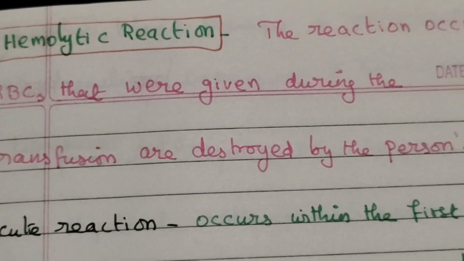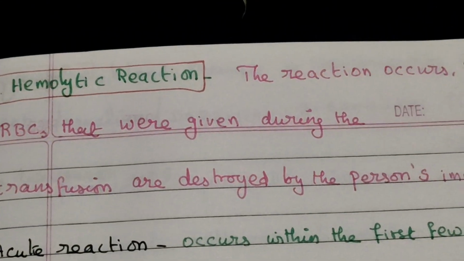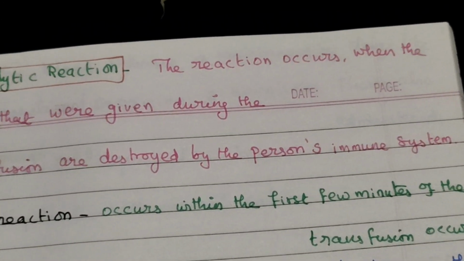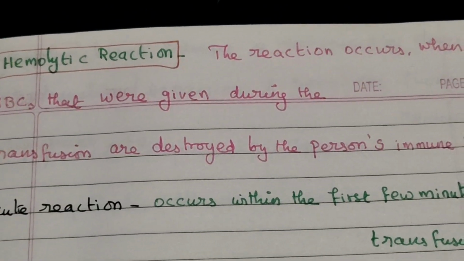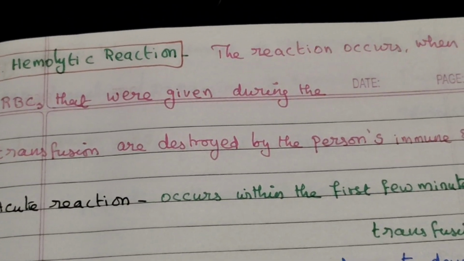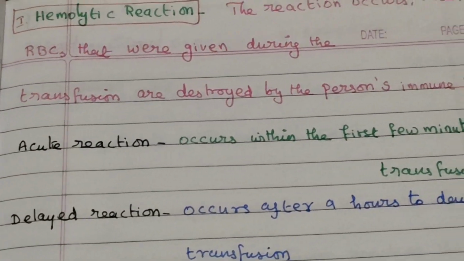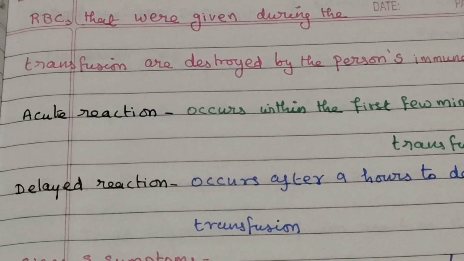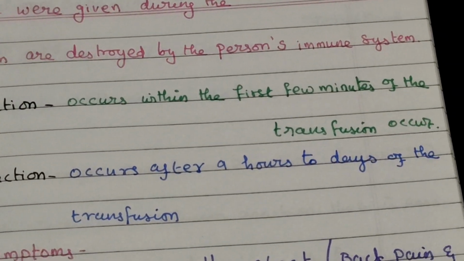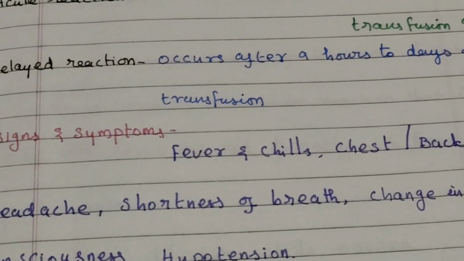So first one is hemolytic reaction. The reaction occurs when the RBCs that were given during the transfusion are destroyed by the person's immune system. It has acute reaction and delayed reaction. Acute reaction occurs within the first few minutes of the transfusion. Delayed reaction occurs after one or two days of the transfusion.